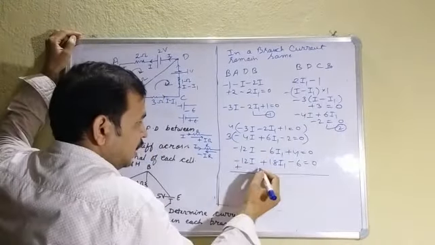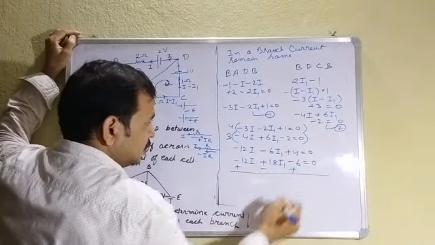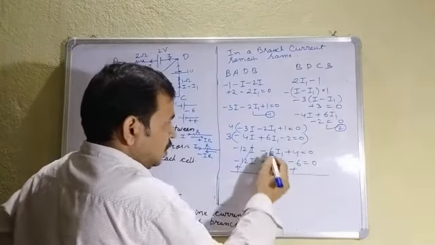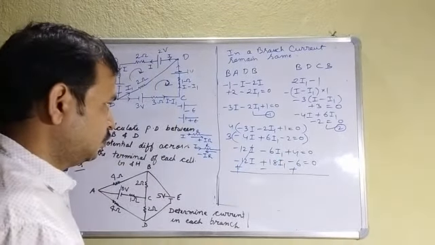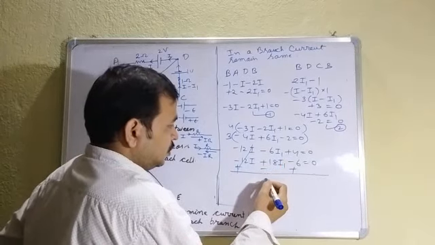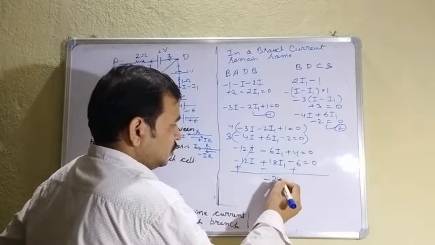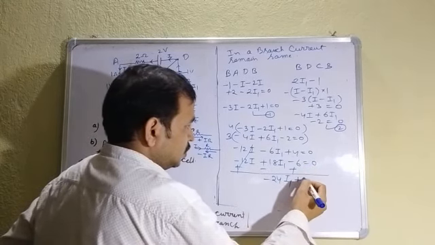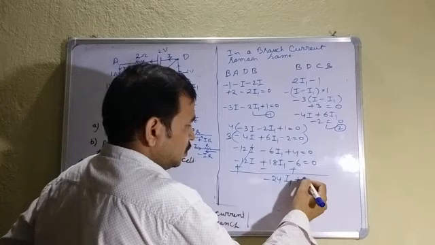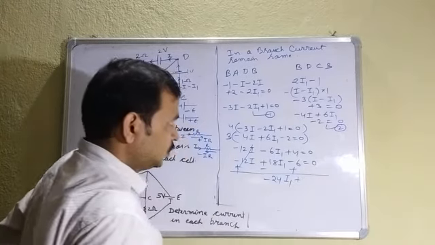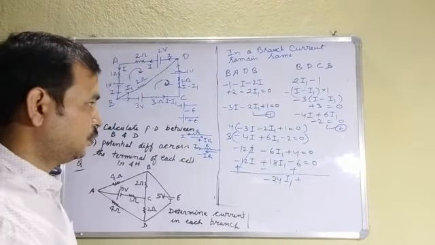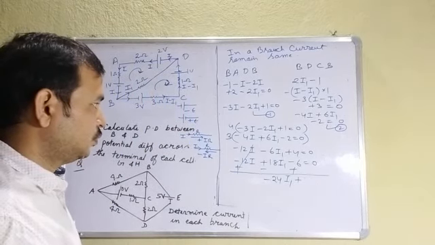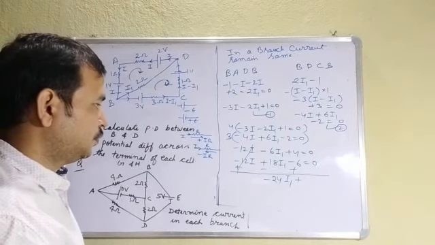Now subtract them. This will be like this. So this will cancel out, and 18 and 16 minus 24 and 4 plus 6, plus 4 plus 6, it will be 10.